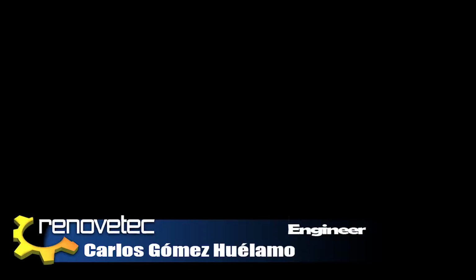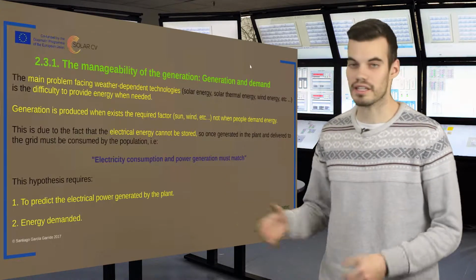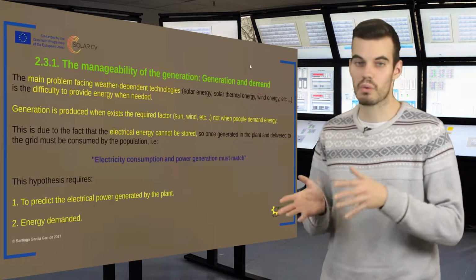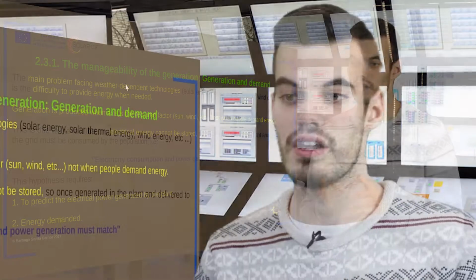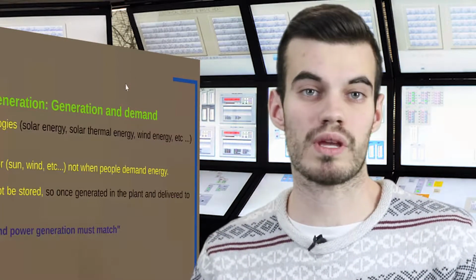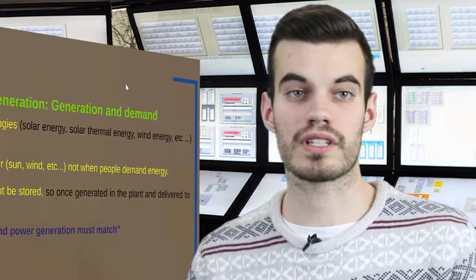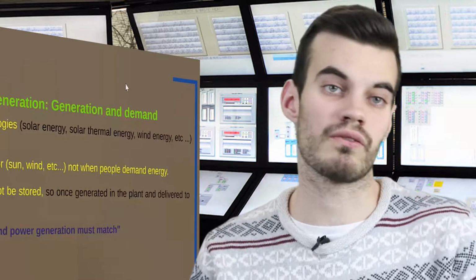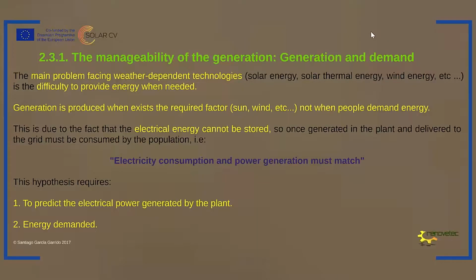The main problem facing weather-dependent technologies is the difficulty of providing energy when needed, because generation is produced when the required factor is present. For example, for a wind farm we need wind, and for a solar thermal power plant and photovoltaic systems we need irradiance at that moment. So we must take into account that electrical energy cannot be stored. This requires that electricity consumption and power generation must match at that moment.